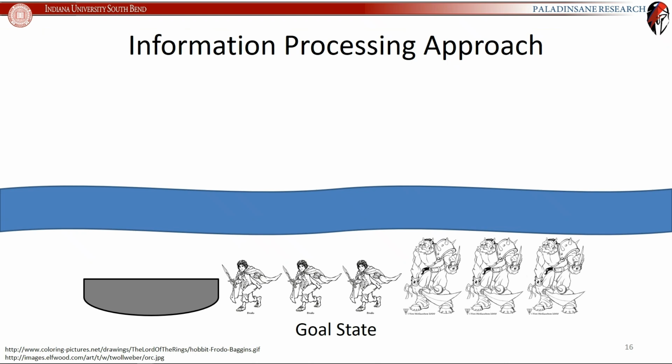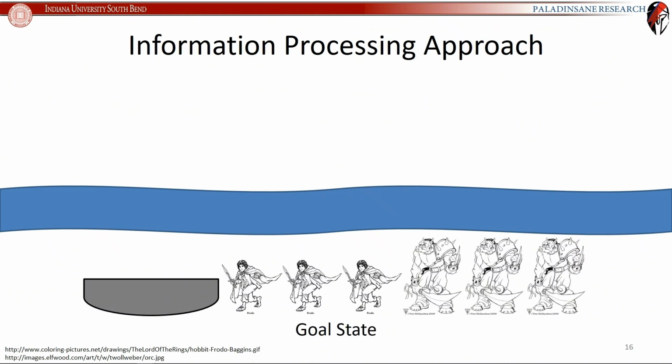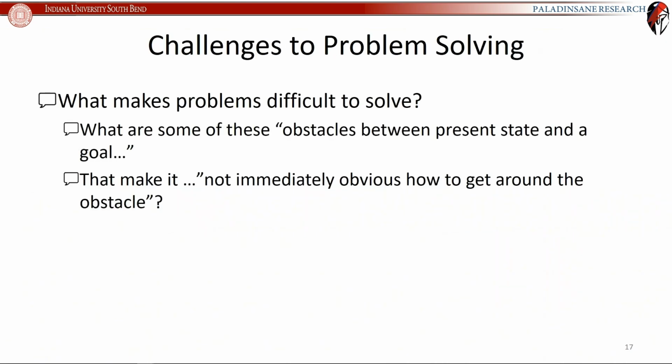So we had our initial state, we have our goal state, and this problem is actually a riddle because it is very challenging to solve. So the question now becomes, well, why is this problem challenging to solve? What makes it not immediately obvious how to get around the obstacle?